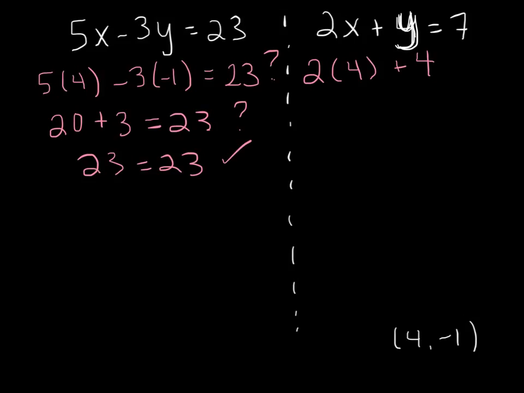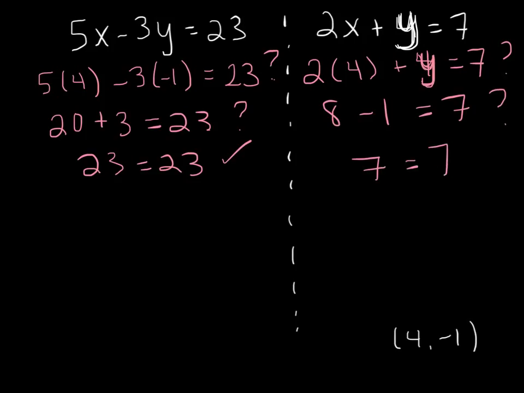Can't read my own handwriting. So this is a y. Surprise, it's a y. Okay, equals 7. So that y, if we do 2 times 4 is 8, plug in the y, which is a negative 1, equals 7. We're asking ourselves, is this true? 8 minus 1 is 7, equals 7. Boom, that's true. Therefore, this is the answer.